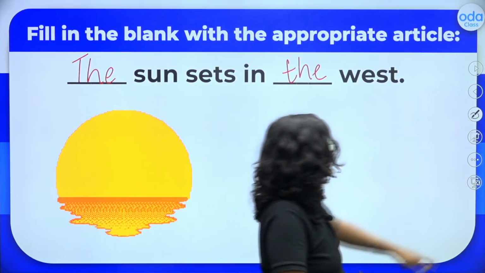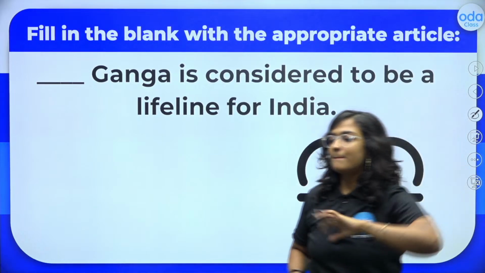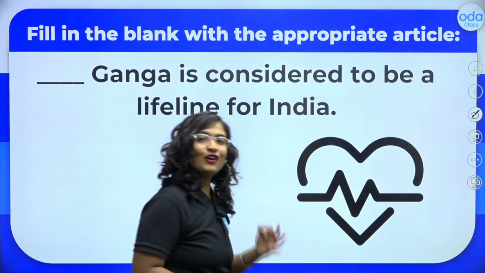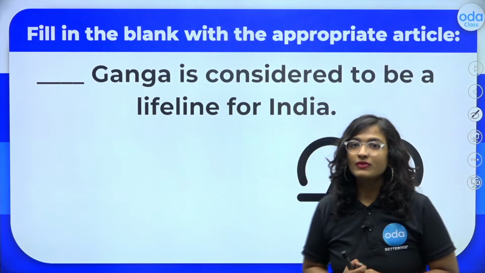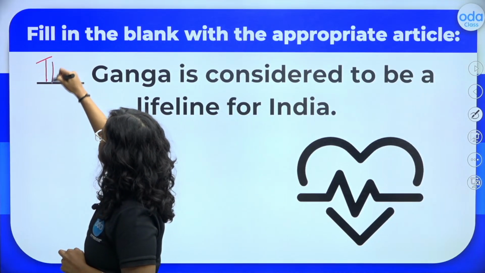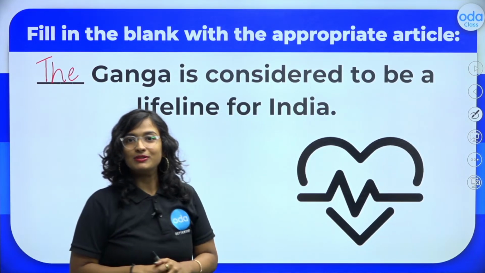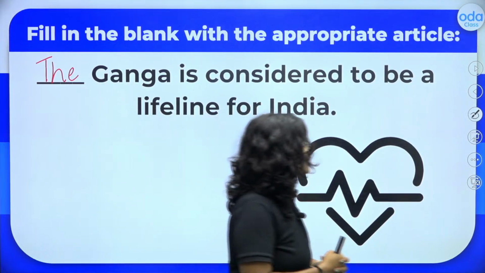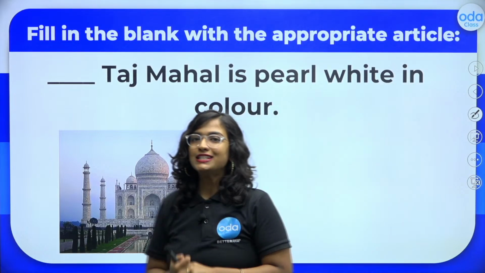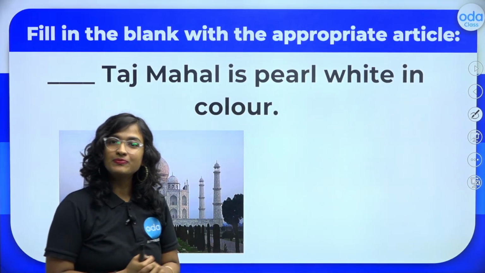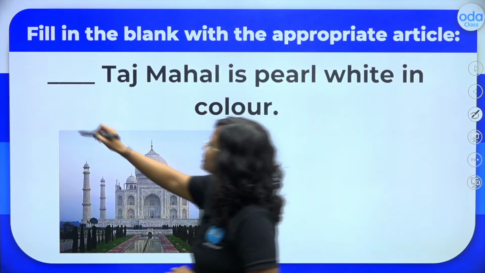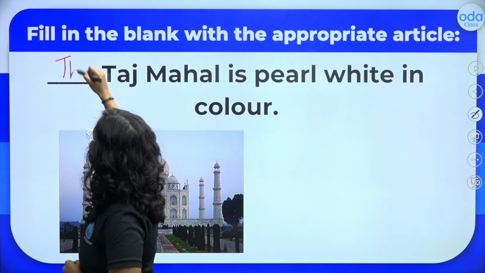Moving on to another question. Tell me here, kids. Blank Ganga is considered to be a lifeline for India. Ganga is the name of a river. So here, once again, students, we will use our article the. Let's take one more question, students. Practice makes perfect. So, blank Taj Mahal is pearl white in color. Only one Taj Mahal in our world. That means we will use our article the here.